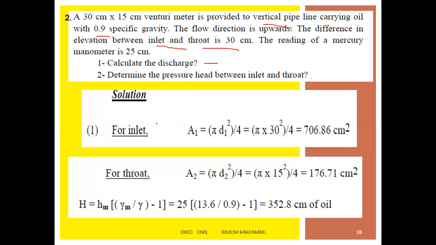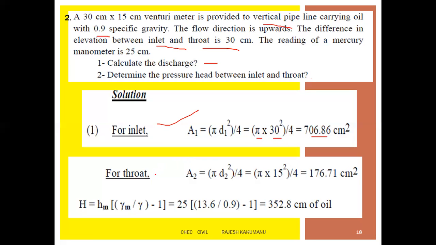So for the inlet, what do we require? The diameter at the inlet. A1 is equal to pi d1 square by 4. That is equal to pi into d1, which is given as 30 centimeters. Therefore, pi into 30 square by 4 is equal to 706.8 centimeter square.